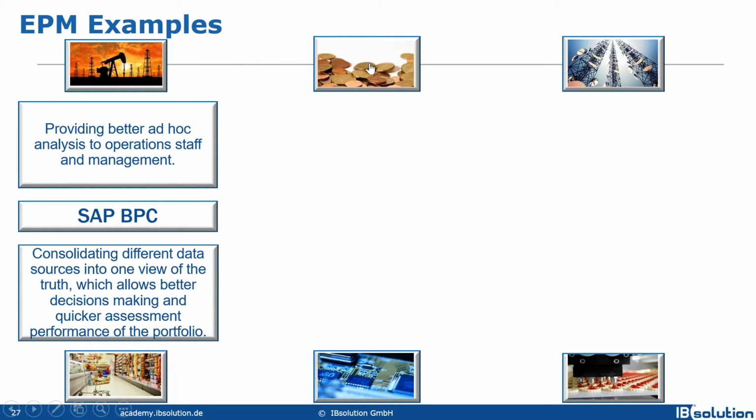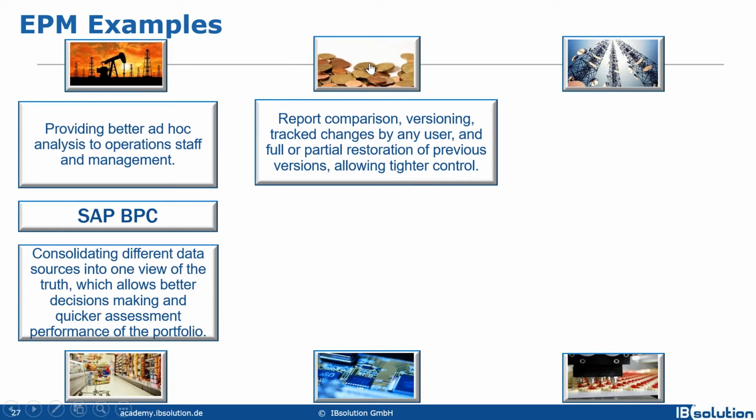If we move on to the next example, it is within the banking industry. What this particular client achieved is report comparison and versioning, because they wanted to be able to see every single change that was made on a particular report, and when the change happened and who made this change. So they wanted to have a tighter control, which the auditors were also going to be quite happy about.